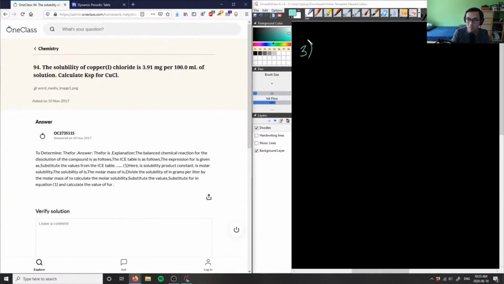Okay. So we have CuCl, and this is going to dissolve into Cu+ plus Cl-, right? And we have 3.91 milligrams per 100 milliliters of solution here. So what we're given here is mass and volume.